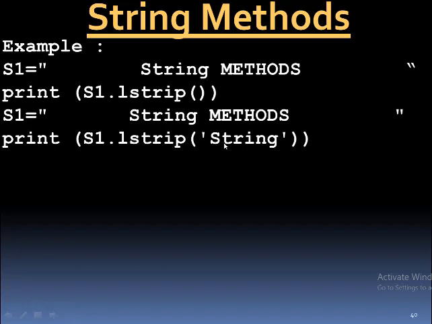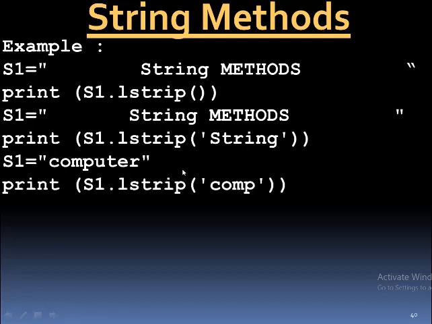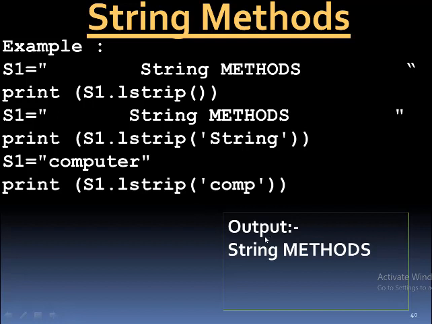Here is another example. If you write s1.lstrip with a string, now you want to remove the string. This is the third example. s1 is computer, and if you write s1.lstrip comp, so from the left side comp will be removed. Now this answer, no character was passed, so it removed space by default. So this is the answer for the first print statement.